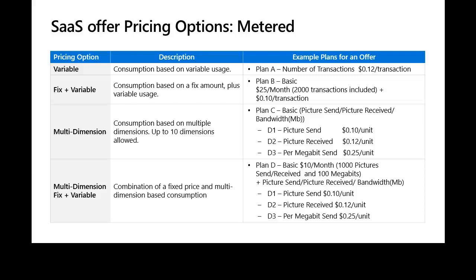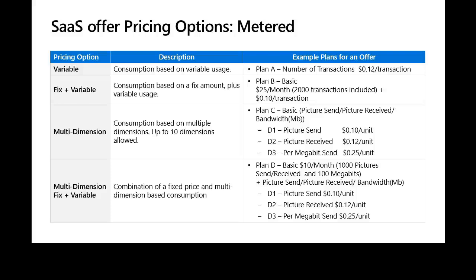So the variable one on the top is plan A, which basically you're paying for number of transactions. Every transaction is 12 cents, right? You also have the ability of doing fixed plus variable. So you can say, let's say I have a basic plan that includes 2,000 transactions. So that's going to be a flat fee of 25. And then every extra transaction is going to be 10 cents. It's very straightforward. So you're fixed plus variable.